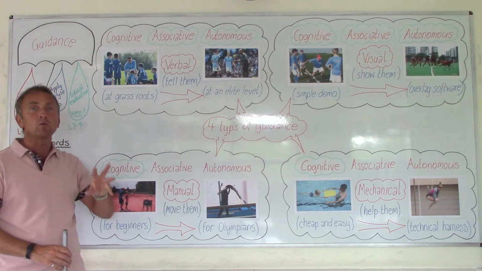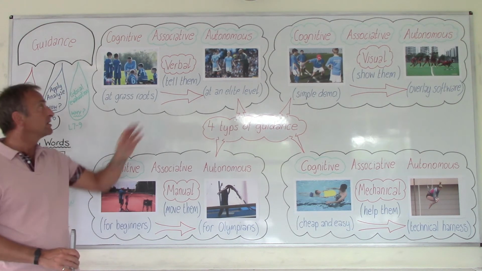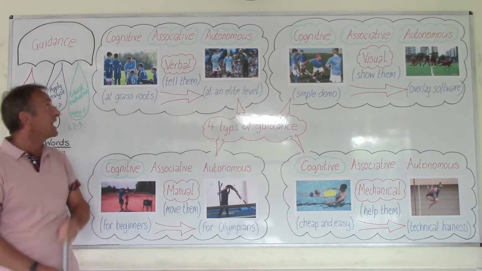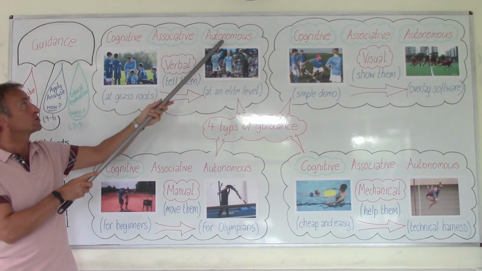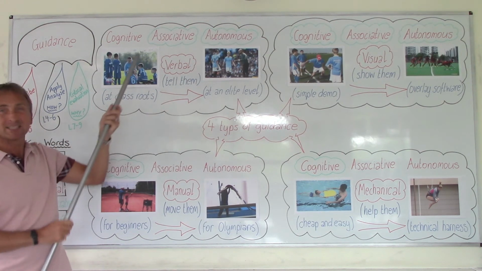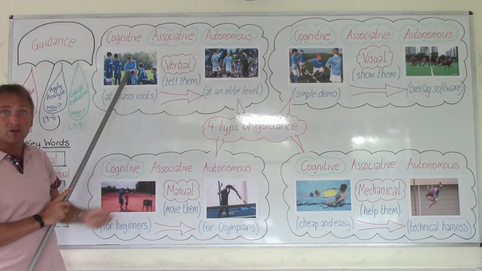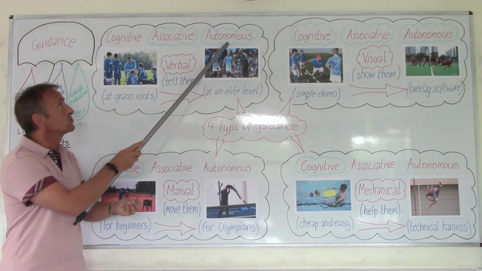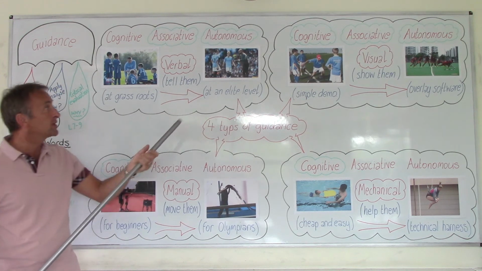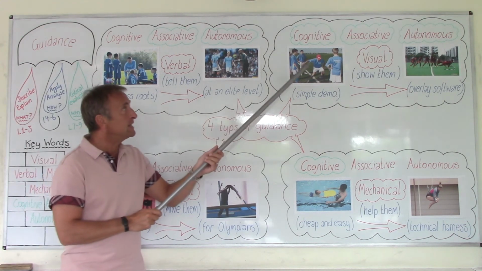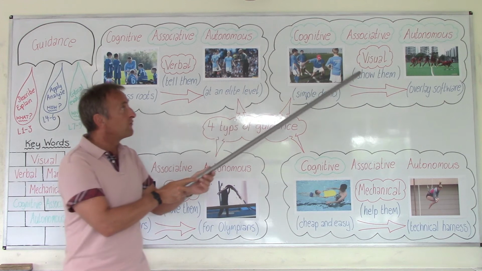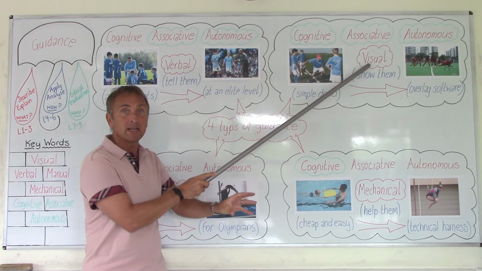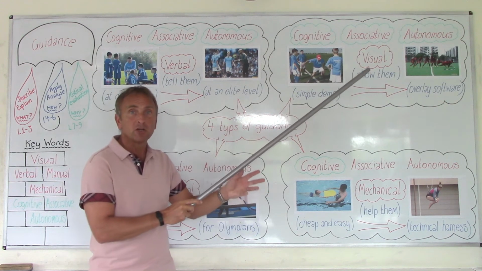Now here we go for the critical evaluation. The exam board will want to know what stage of learning verbal guidance is particularly appropriate to. And it is the associative and the autonomous learners. Yes, beginners do need that verbal guidance, but in your exam, go for more associative and autonomous. Because for cognitive learners, visual guidance is the most important at that early age. You give them a picture, you show them.